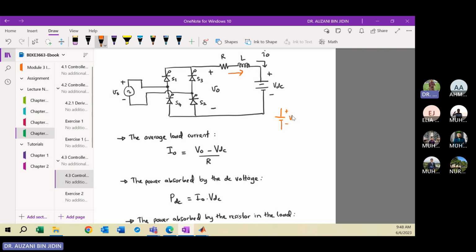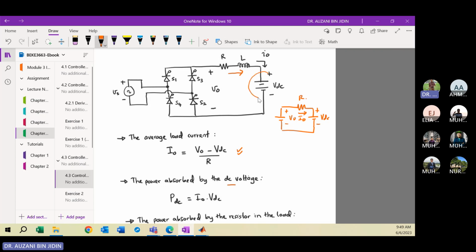From this circuit you can simplify the circuit. This one will be VO. You have the resistor R, and plus minus VDC. So this is only R, you neglect the effect of the inductor. Then from this you can calculate the output current by applying basic electric circuit theory: voltage divider, Ohm's law, Kirchhoff voltage law. Then you can get this equation. Simple, no need to explain this one.